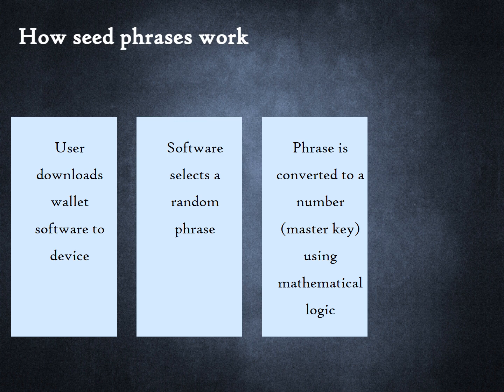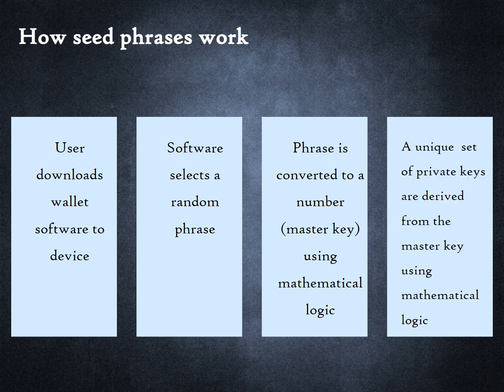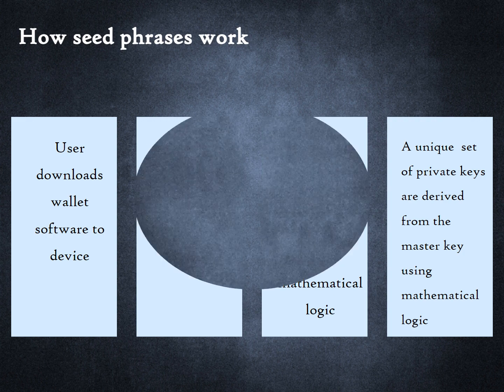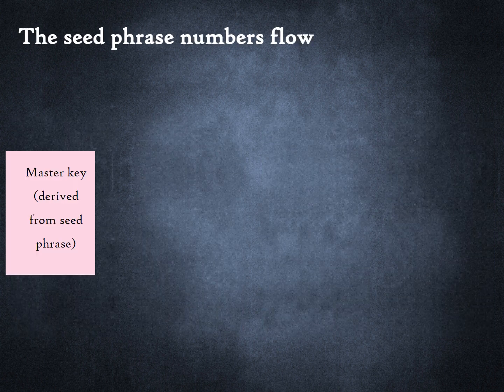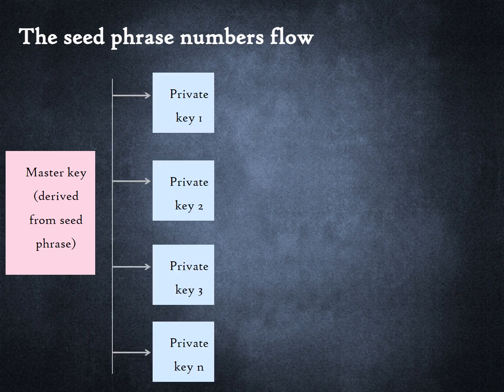Remember, we had learnt that the private key is a random number chosen between 1 and a very large number. In a seed phrase solution, instead of randomly choosing that number, multiple private keys are derived by applying mathematical functions to the master key. One seed phrase will result in a unique set of private keys. Now we can map the flow of numbers. We have a master key that is derived from the seed phrase. Then a set of private keys are derived from the master key.